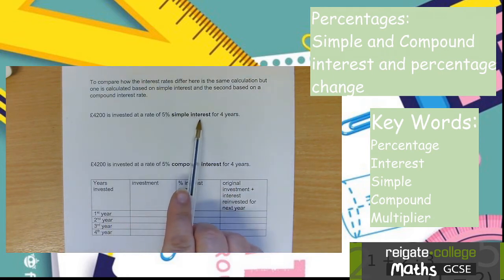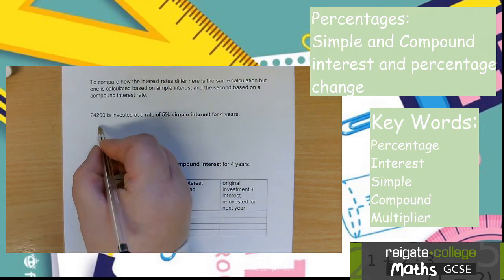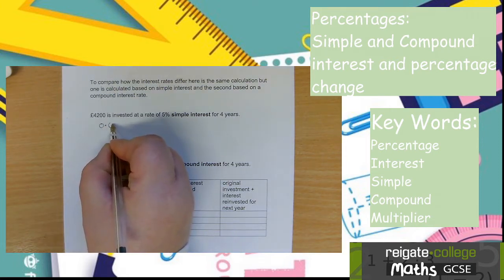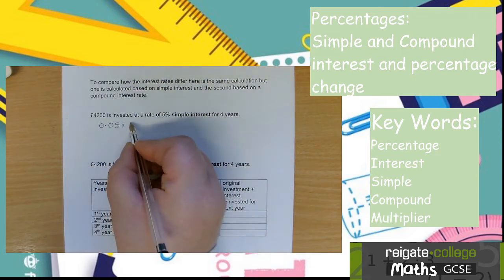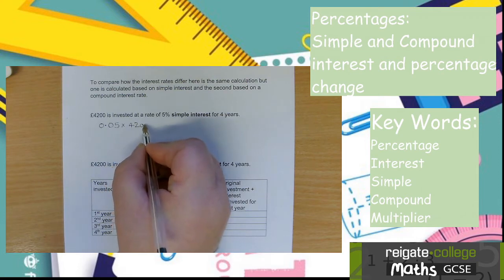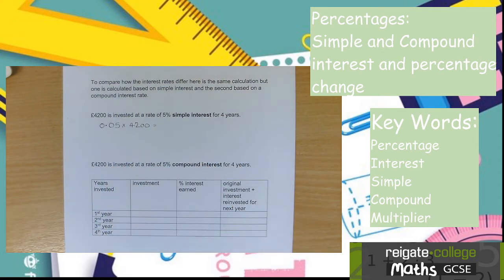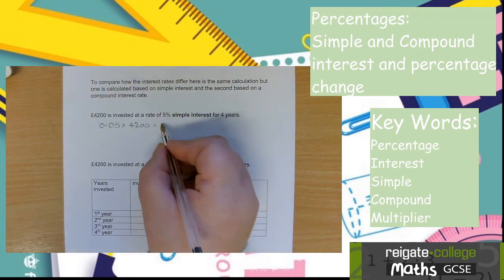First of all, calculating if I were to invest £4,200 at a rate of 5% per year, simple interest for 4 years, my calculation would first be to find the interest for 1 year, 0.05 multiplied by 4,200, shows me that for 1 year I would earn £210.